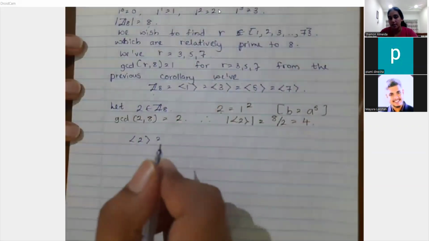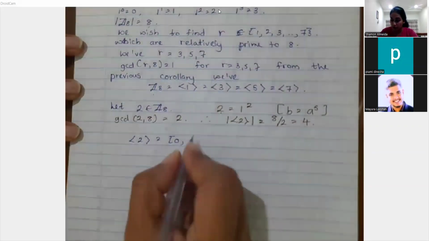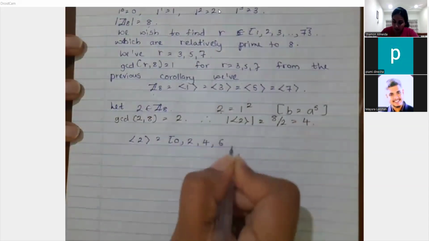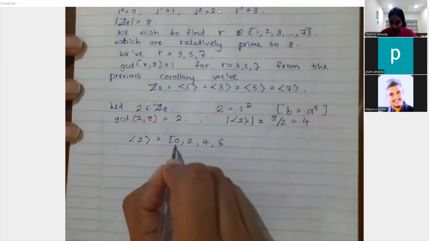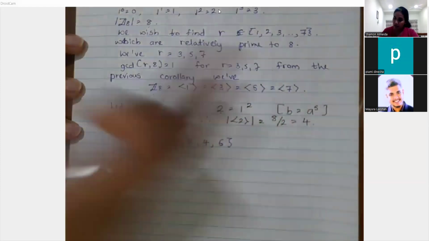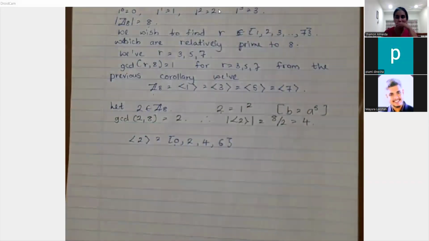So we can write, starting at the identity 0, this is 2 to the power of 0. 2 to the power of 1 is 2. 2 to the power of 2 is 4. 2 to the power of 3 is 6. 2 to the power of 4 is 8, which gives you the element 0 because we take addition modulo 8. Right? So these are the only elements in this group. Is it clear? Yes, madam. Right. Okay. Now observe. Now we are left with 2 more elements, 4 and 6, right? 4 and 6.